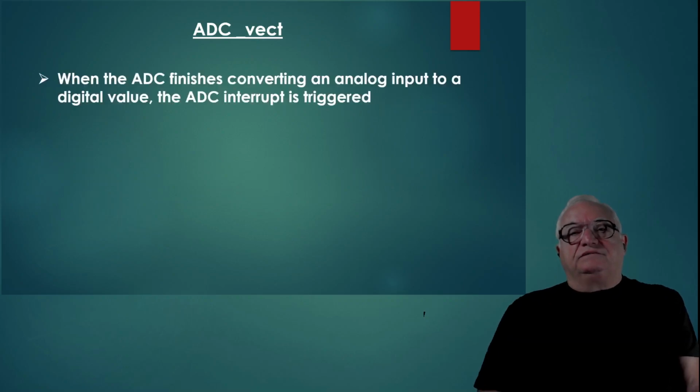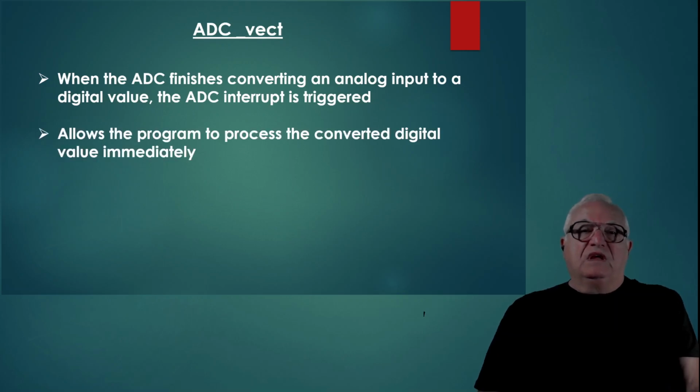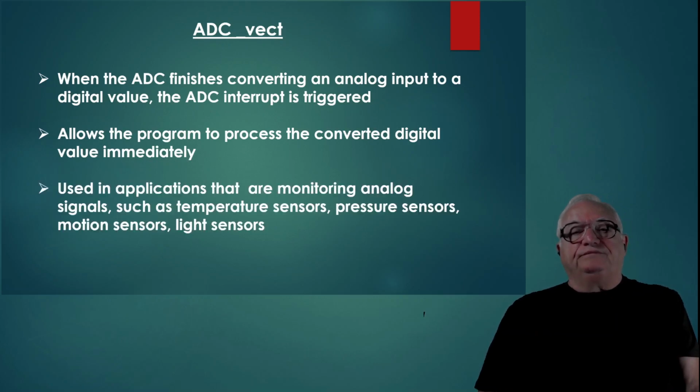ADC complete. The ADC finished converting an analog input to a digital value. The ADC interrupt is triggered. So you read an analog value, but then it takes some time to convert it from analog to digital. And when that task is done, the interrupt triggers, meaning that you can go and check your data. Allows the programmer to process the converted digital value immediately. Used in applications that are monitoring analog signals, such as temperature sensors, pressure sensors, motion sensors, and light sensors.